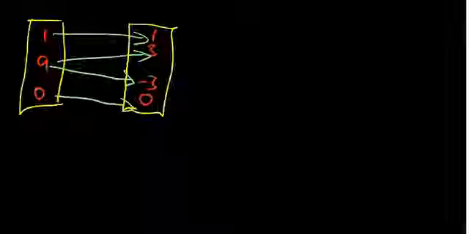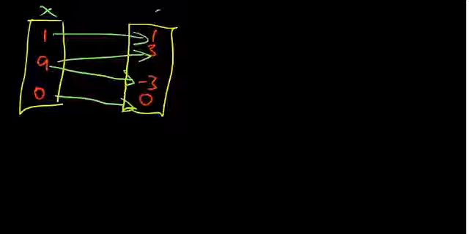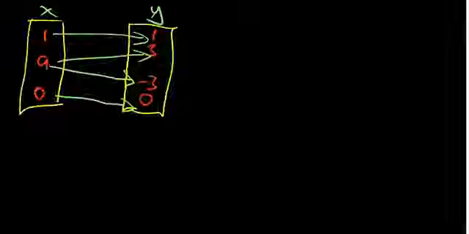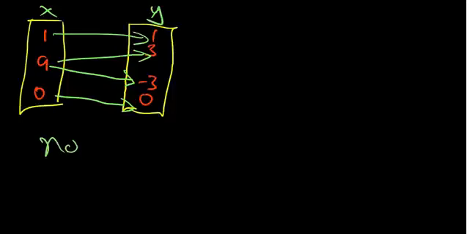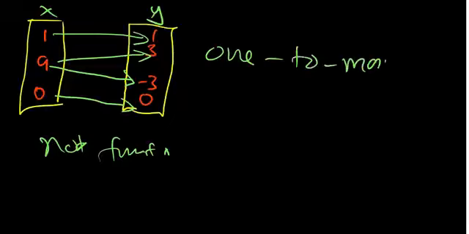Remember, we said that we cannot have two values of y going to one value of x. So this is not a function. This function, as we can see, is one to many. It is not a function, but it is a one-to-many relation.